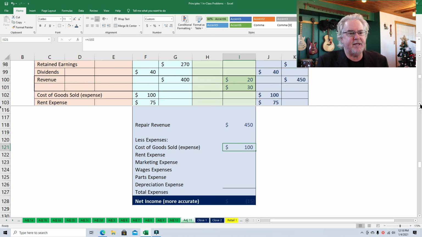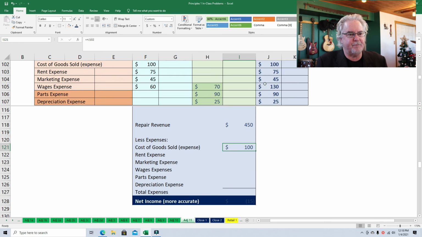And let's come down the list. And I'm taking all these numbers from this purpley colored column here. It's important that you don't look back on these other columns. Now, rent expense is 75. There we go. And marketing expense is 45. And wages expense is 130. Let's put 130 in there. There we go. Parts expense 90. Let's drop it right down into here. And finally, depreciation expense. Depreciation expense is 25. Let's drop it into place.